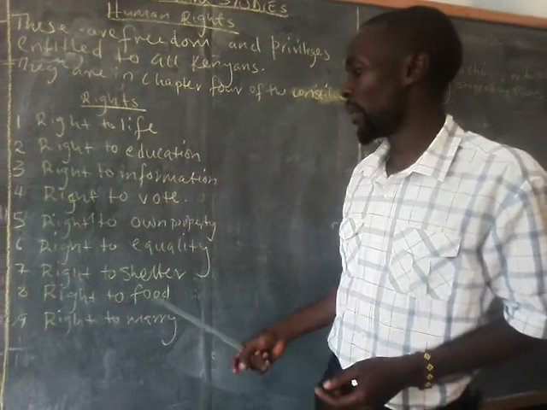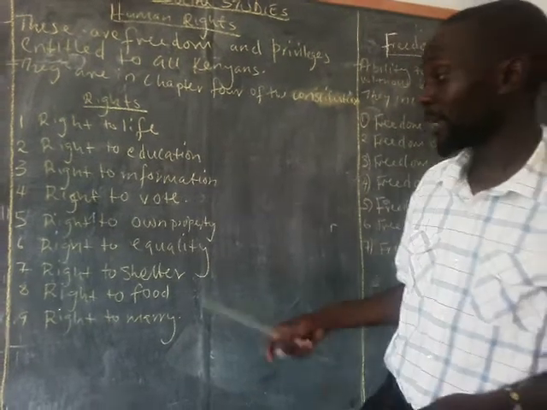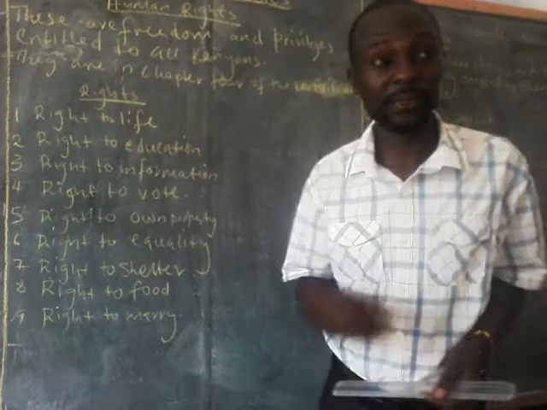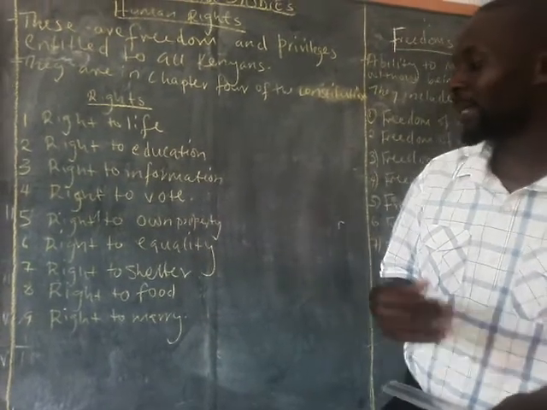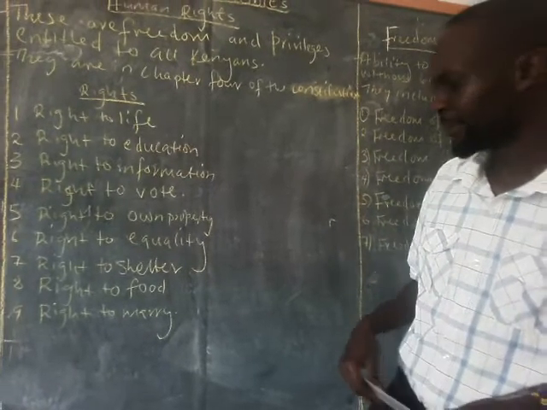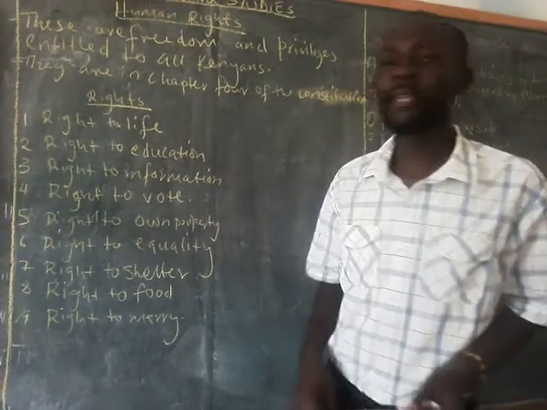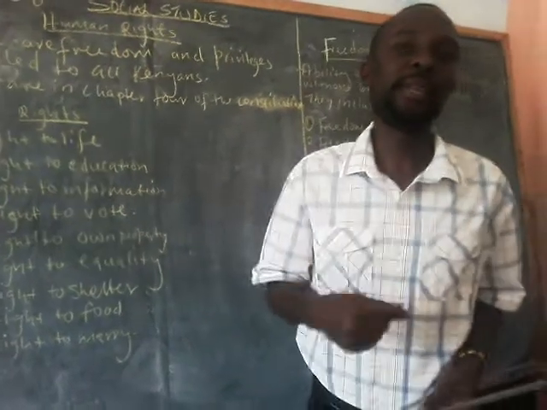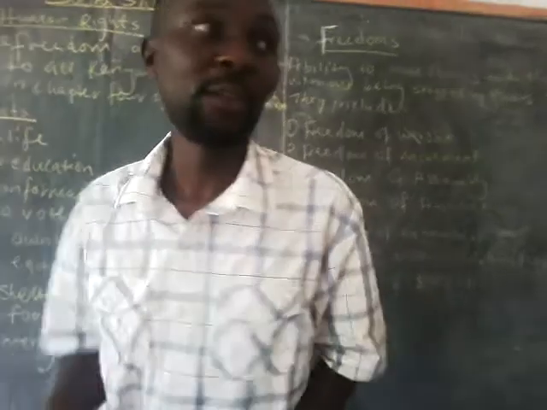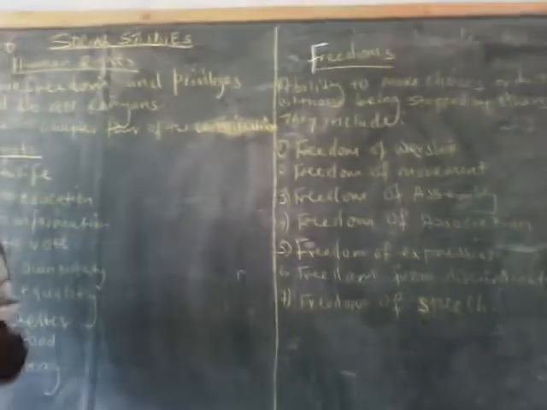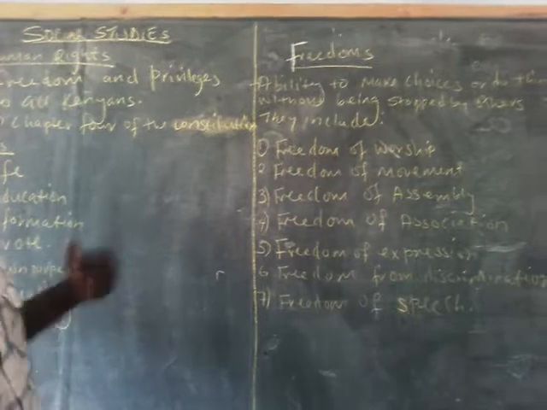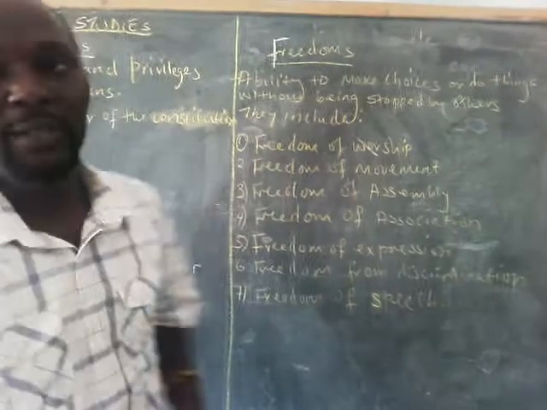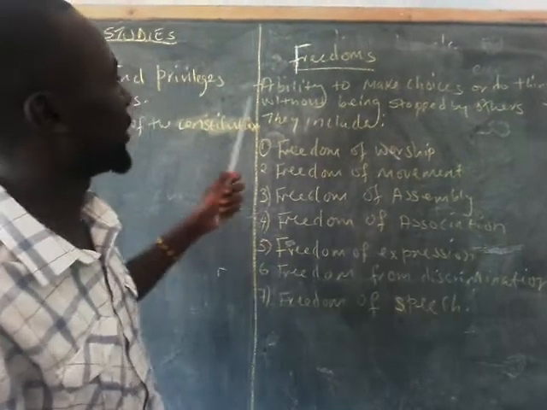We have right to food. Right to food is another right, whereby each and every person has that right to get food, and nobody is supposed to hinder one person from getting the food. Then we have right to marry. Any adult has that right to marry. And when it comes to this right to marry, you are supposed to marry a person of the opposite gender according to our constitution.